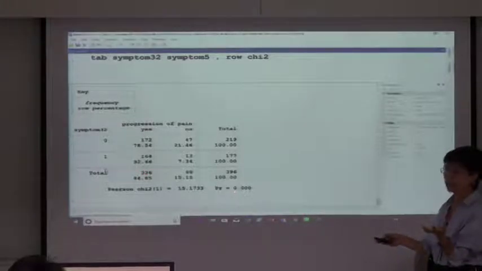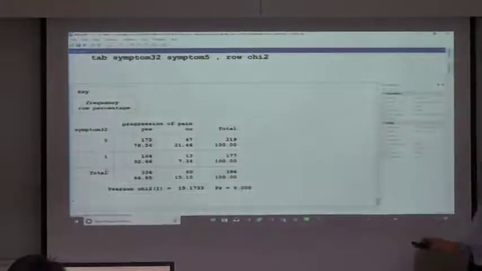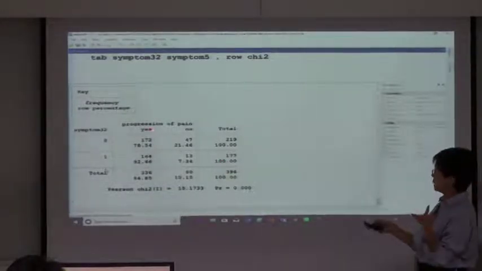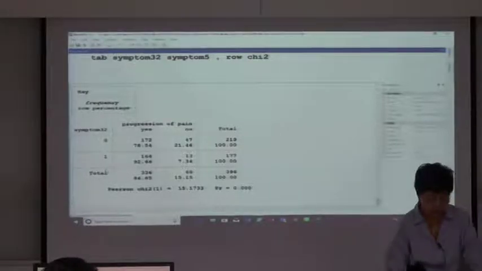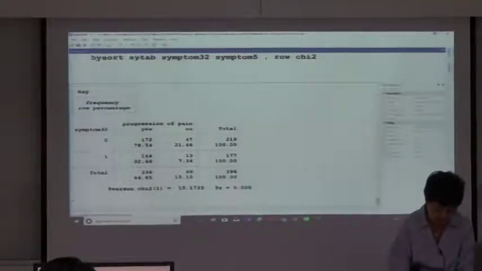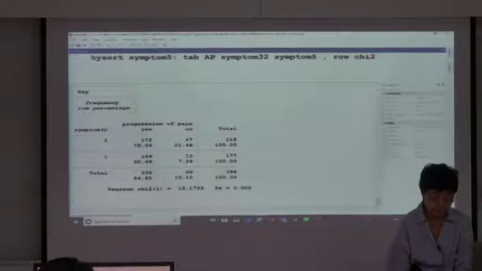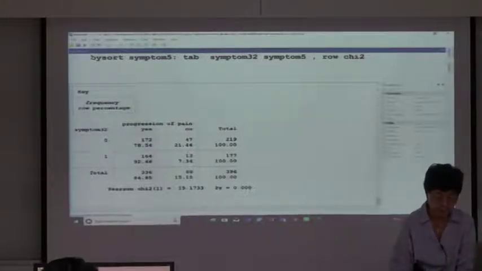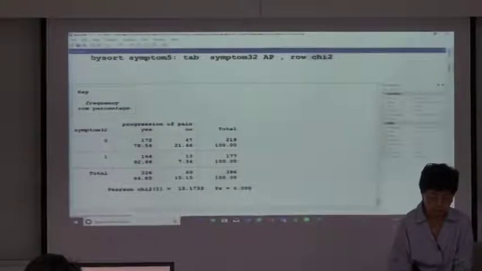So it's also highly associated, but we don't know which one occurs first, because we don't consider which one occurs first. So these two variables are associated together. And now the progression of pain is also associated with the outcome. So if we look at the percentage, let's try again: sort by symptom, and then tabulate symptom and AP, with percent by row.